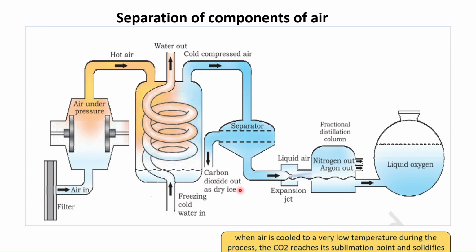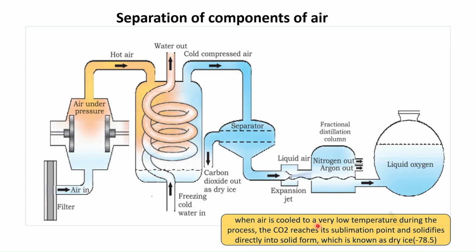Why did it happen? Because when air is cooled to a very low temperature during the process, CO2 reaches its sublimation point. What is sublimation? Vapor directly becomes solid, right? And it solidifies. CO2 vapor solidifies when the temperature cools down to minus 78.5 degrees centigrade. Okay, this is how it happened here. Then the remaining liquid will go through this expansion jet into the fractionating column. Here is the main thing we need to focus on, right?